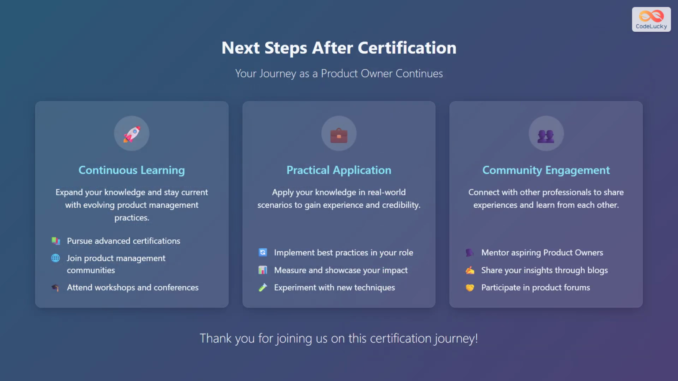What are the next steps after you obtain your certification? First is continuous learning. Expand your knowledge and stay current with evolving product management practices. Pursue advanced certifications, join product management communities, and attend workshops and conferences. Practical application is next. Apply your knowledge in real-world scenarios to gain experience and credibility. Implement best practices in your role, measure and showcase your impact, and experiment with new techniques.